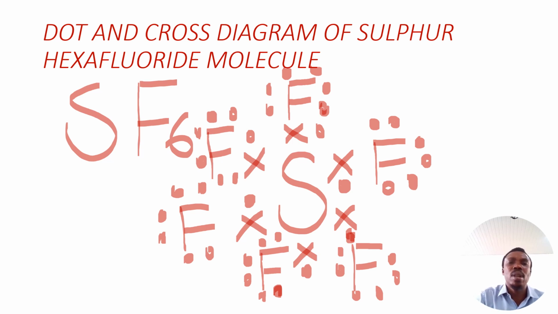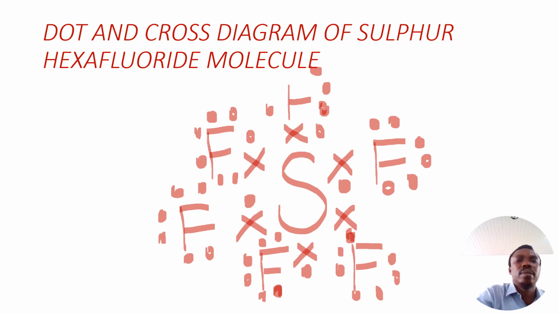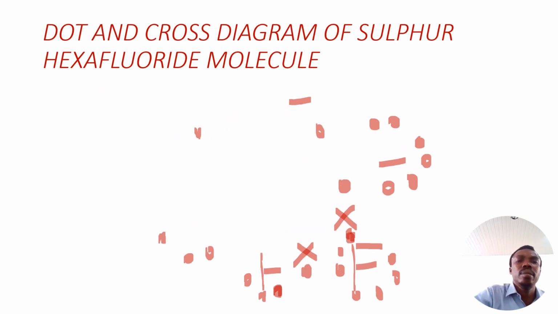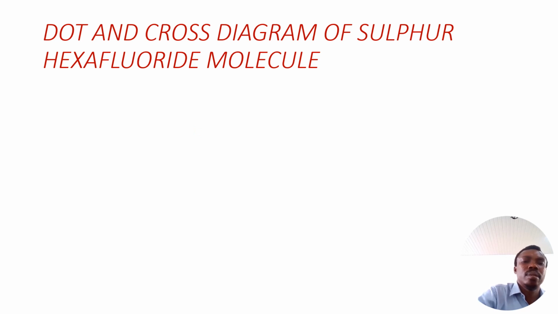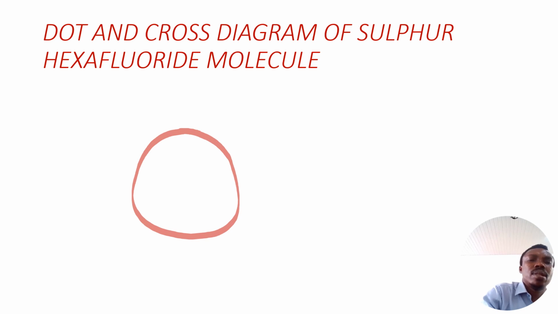So it's an exception. I'm going to represent it using the shells also. It's a different form of representing the formation of covalent bond, besides the dot and cross diagram. So I'm going to erase this and do that. So this is sulfur with 6 electrons in the outermost shell.